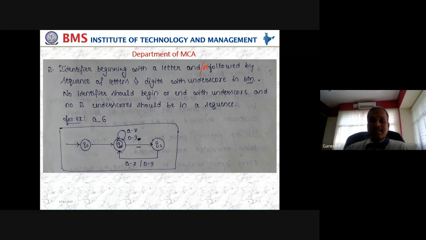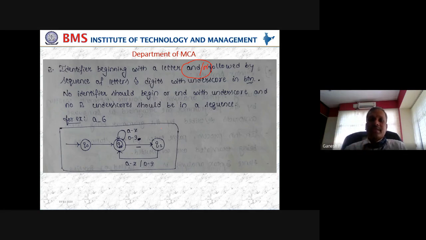So in the previous class, at the end of the class, I told you about an identifier beginning with a letter and or followed by a sequence of letters and digits with underscore in between. Previous to that, we had taken it with only and. So it was different. Maithili showed that output yesterday during that class, and we corrected how that output should be. Okay, that was fine.